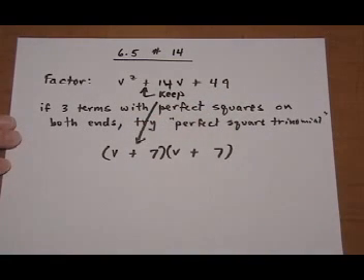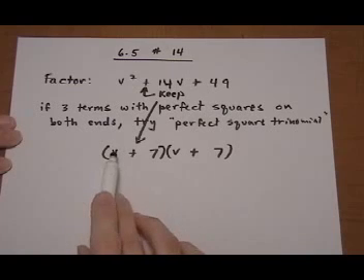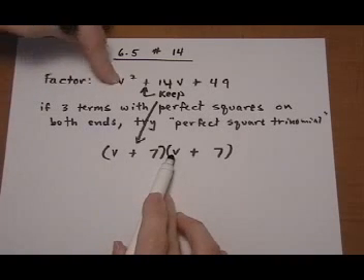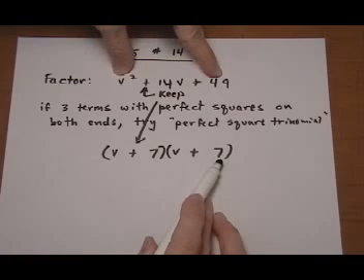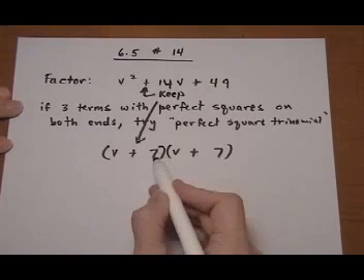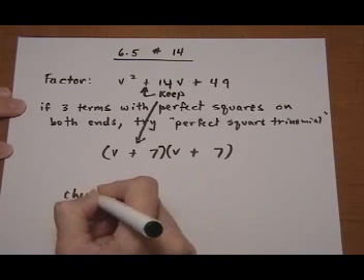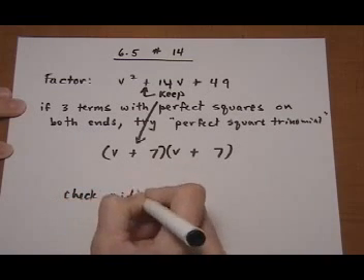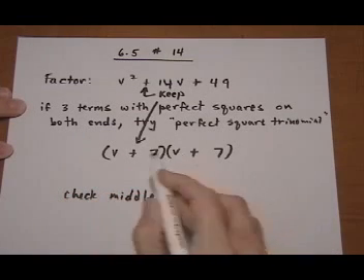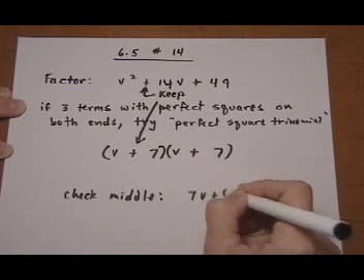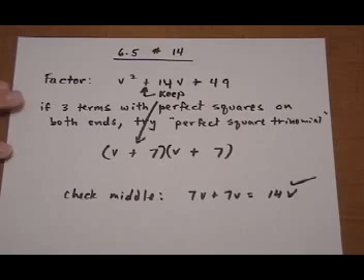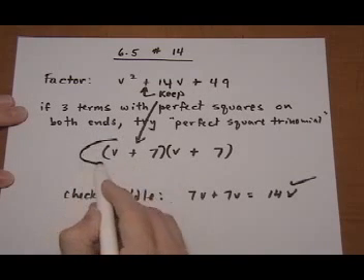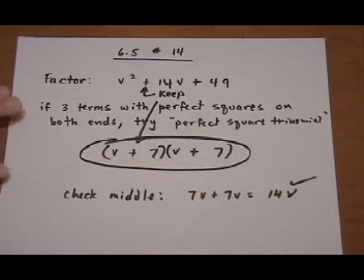If it works, you're all set. Basically, you have to check the middle term, because we already know that v and v are going to give us the v squared, and 7 and 7 the 49, because we knew that they were perfect squares at the beginning. So we need to check the middle term: 7v plus 7v. Yes, it works. So that means that this is going to be the right factoring. It'll give us v squared plus 14v plus 49 if we were to multiply it back out.